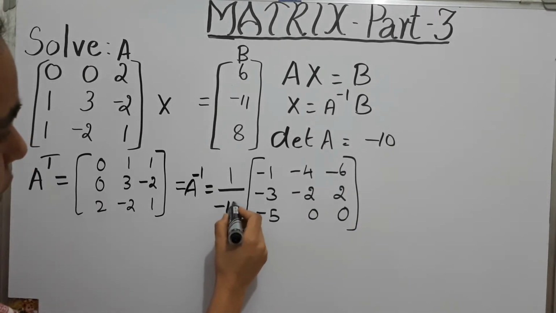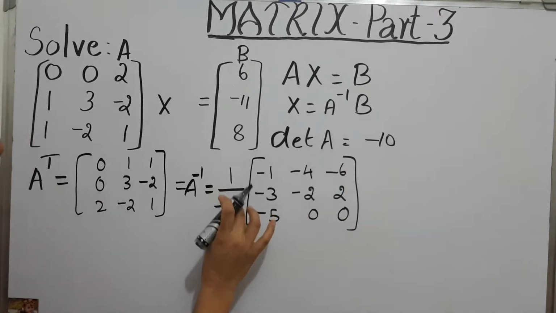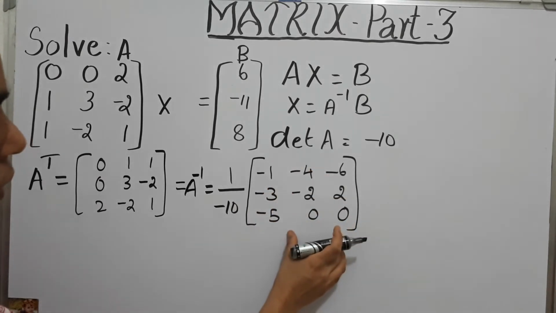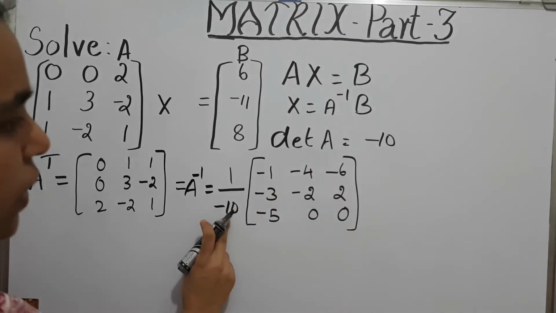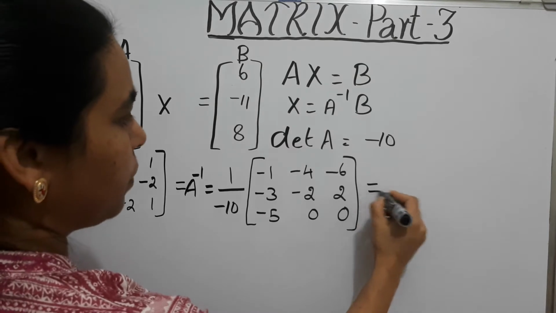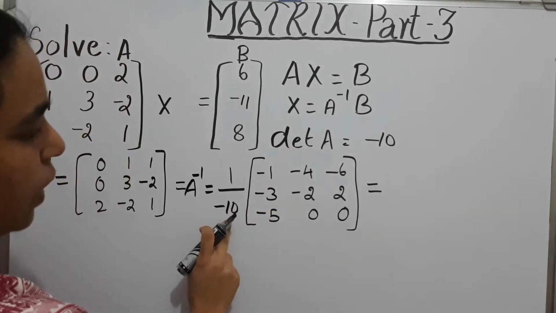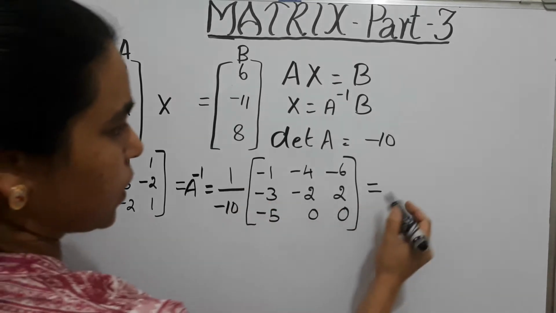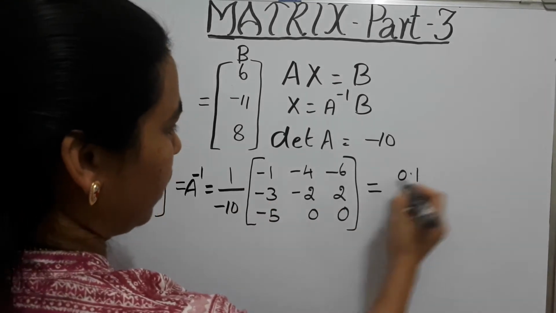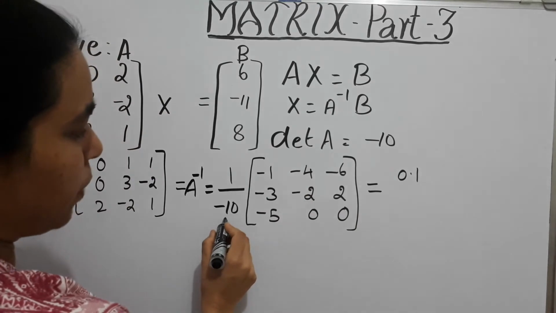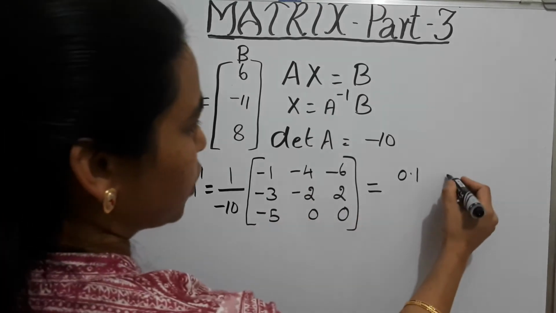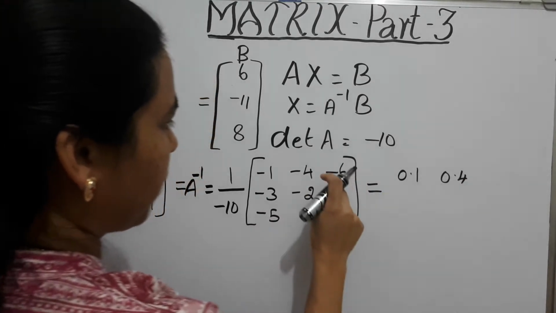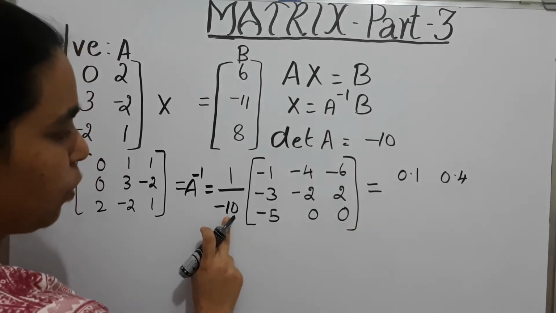So you have to write it in here, which means you have to divide each element inside this matrix by negative 10. So the answer will become minus 1 over 10, which will be 0.1, right? So minus and minus will get cancelled. So this will become 0.1, and this is minus 4 divided by negative 10, which will be 0.4, and then minus 6 divided by 10 will be 0.6.